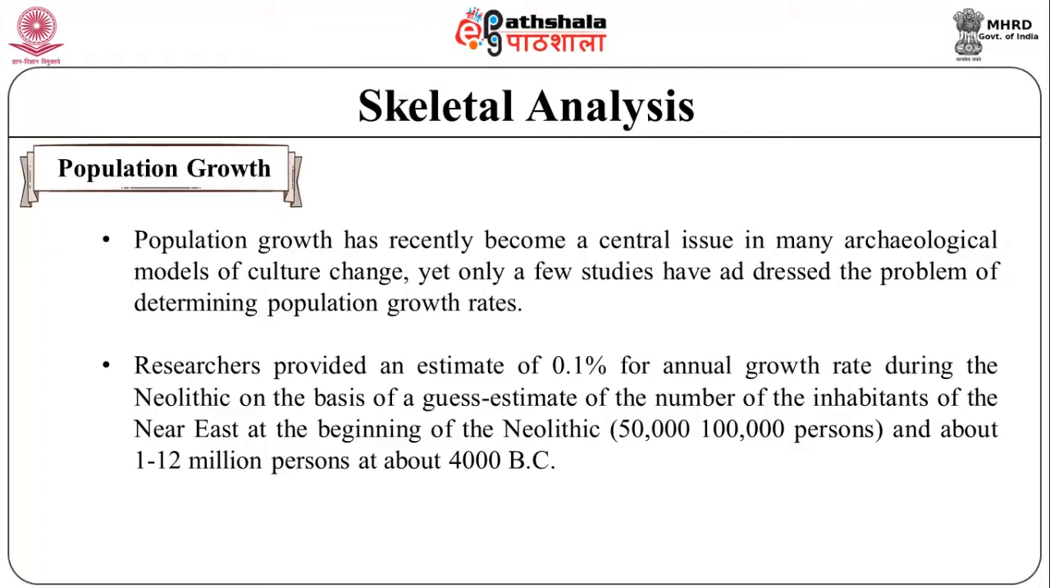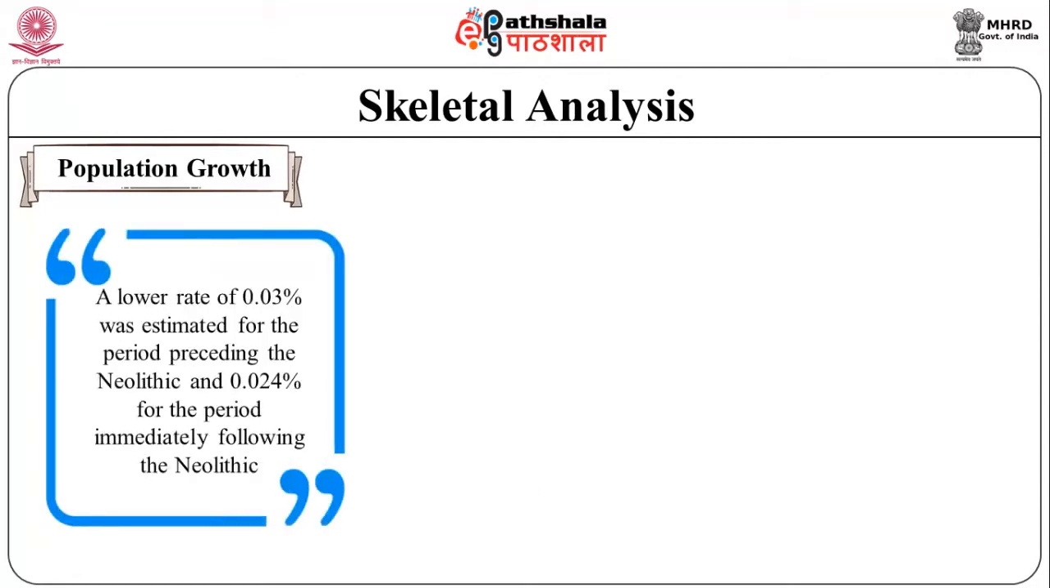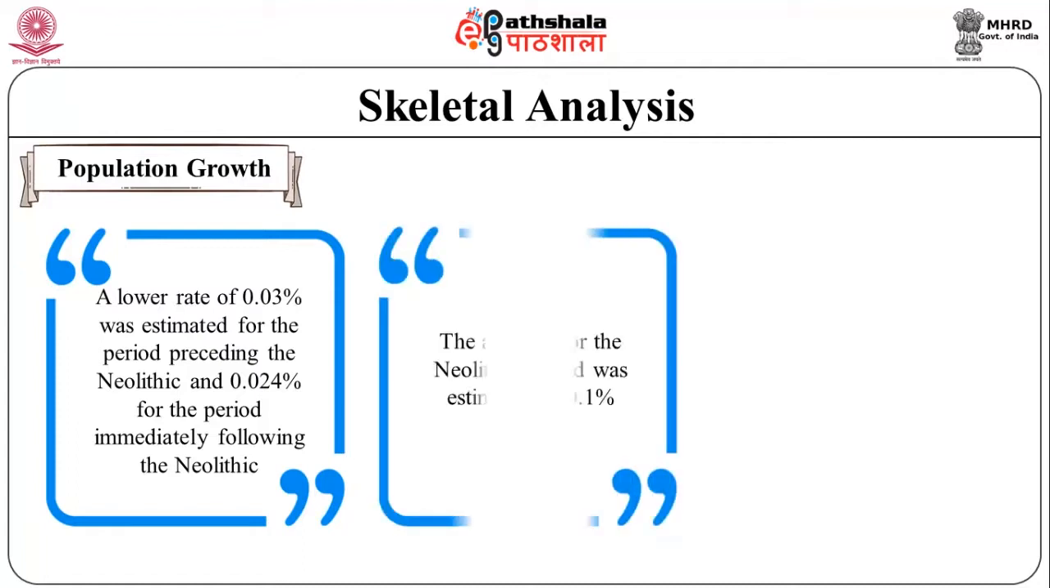persons, and about 10 to 12 million persons at about 4000 BC. These figures indicate a probable rate of population growth between 0.08 and 0.12% per year. A lower rate of 0.03 was estimated for the period preceding the Neolithic and 0.24 for the period immediately following the Neolithic. The average for the Neolithic period was estimated at 0.1%.